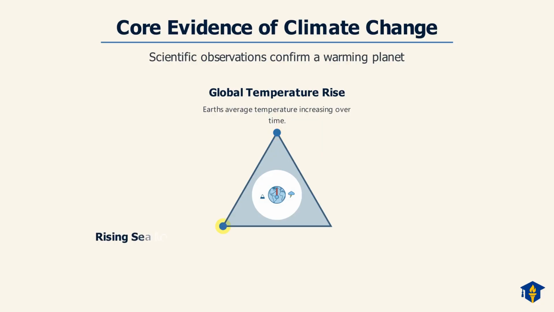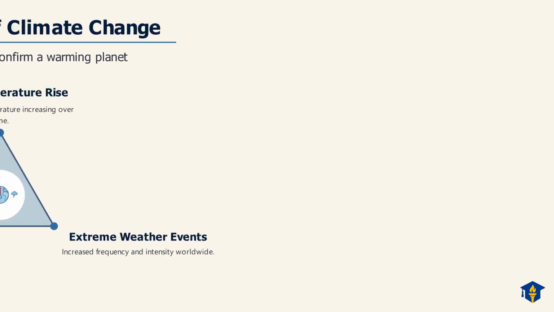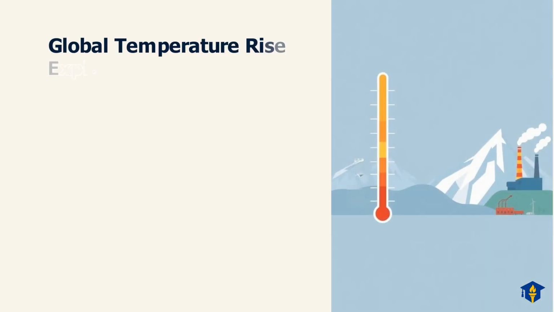Another crucial indicator is the alarming and continuous rise in global sea levels. Ocean levels are increasing significantly, primarily due to melting ice and thermal expansion of water. We are also witnessing a clear increase in extreme weather events worldwide. These events are characterized by their increased frequency and intensity across various regions globally. Let us now elaborate on the global temperature rise, a cornerstone of climate change evidence.